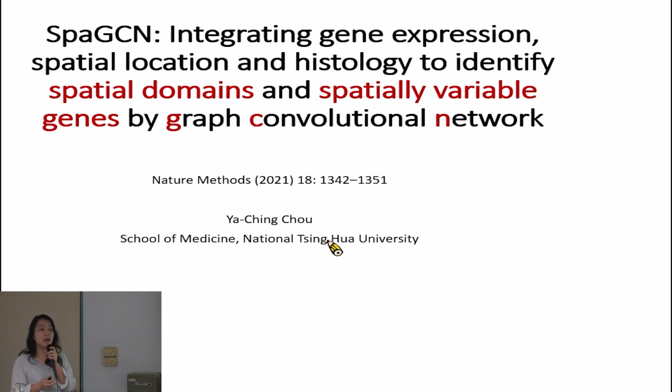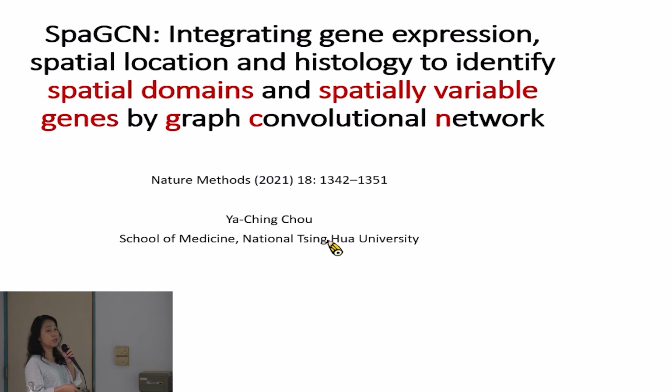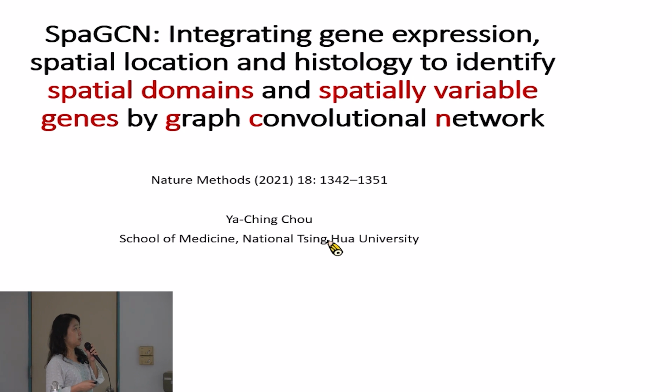Transcriptomics, that is a novel technology. And today's paper is published in 2021 in Nature Methods. The title is SpaGCN, which is integrating gene expression, spatial location, and histology to identify spatial domains and spatially variable genes by graph convolutional network. It's a valuable tool that could integrate the gene expression and the spatial location.